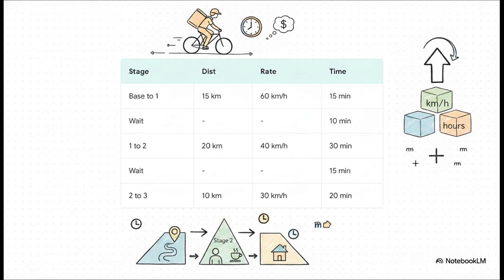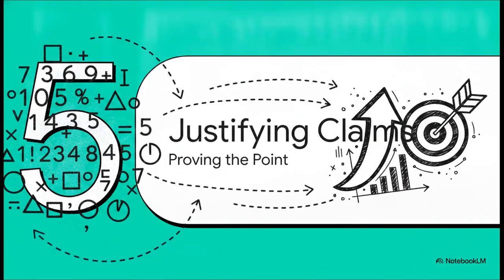When a multi-step situation asks for total time across different activities, things like traveling and waiting, you absolutely have to organize your work. Drawing a quick table, like this courier journey, ensures you account for every single stage. But here's the catch. Remember to convert all your calculated times to the exact same unit, like minutes, before you add them up. You obviously can't add 1.5 hours to 30 minutes without doing a conversion first. Which brings us to Section 5, justifying claims with calculations, proving the point.